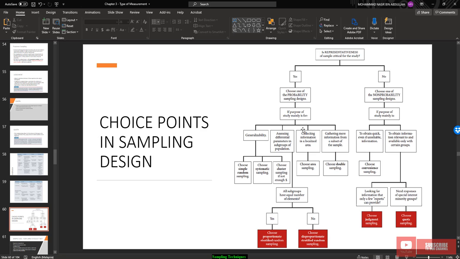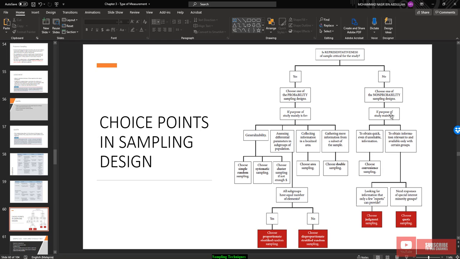If your purpose or objective of the study is trying to collect information in a localized area, then you can use area sampling techniques. If you are gathering more information about a subset in the sample, use double sampling techniques. Right. So this is when you are choosing probability sampling techniques.